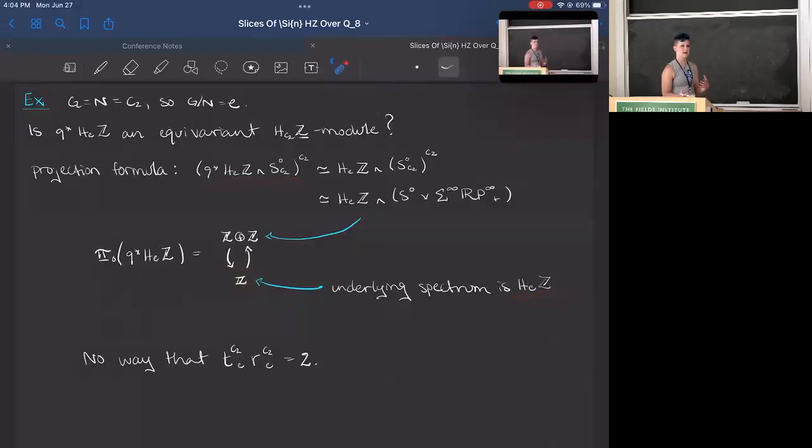Now remember that restriction and transfer proposition, our group is C2. If we go down and then come back up, we need to get multiplication by 2. But there is no way that that composition is 2. Therefore, we do not have an HC2Z module.